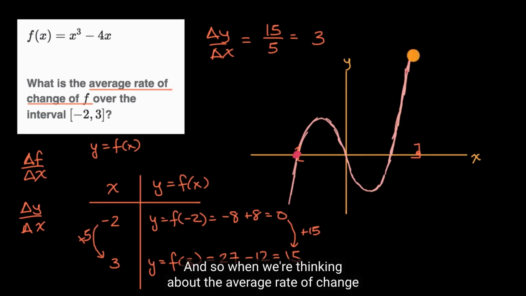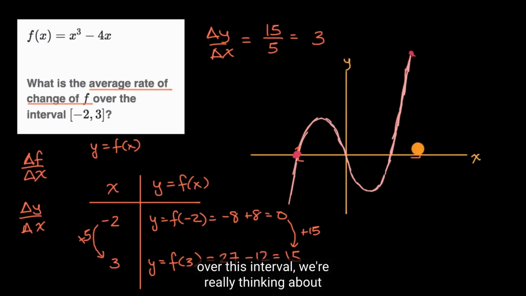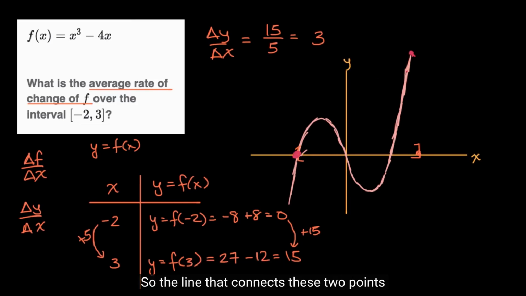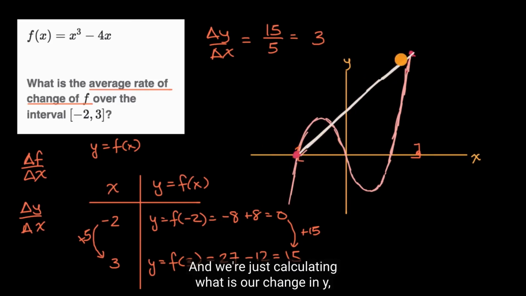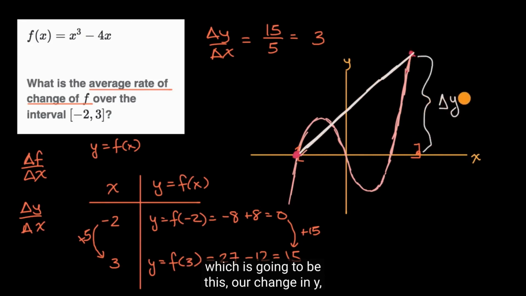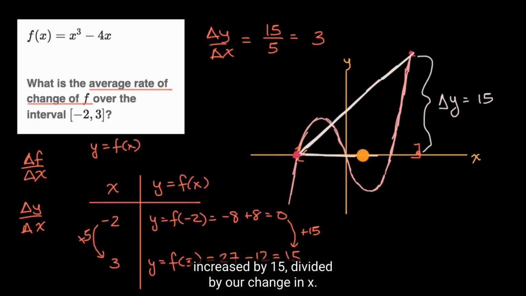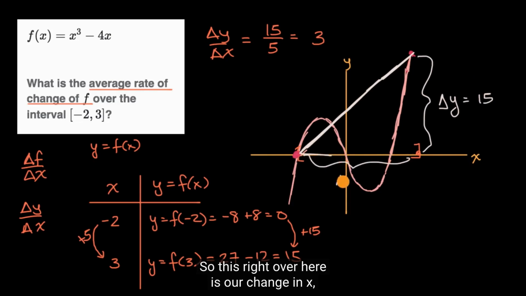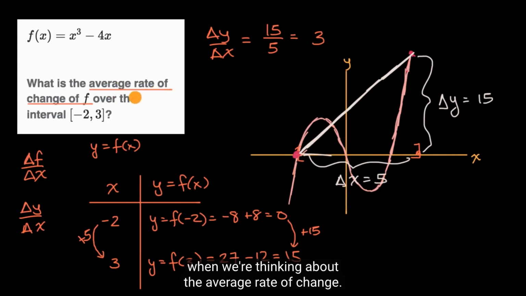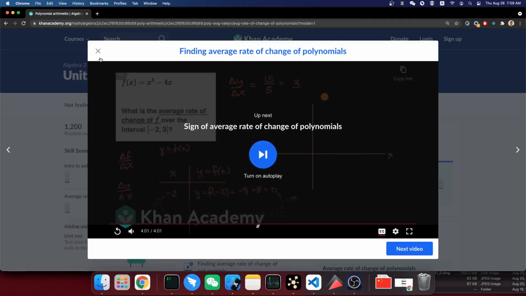And so when we're thinking about the average rate of change over this interval, we're really thinking about the slope of the line that connects these two points. So the line that connects these two points looks something like this. And we're just calculating what is our change in y, which is going to be this, our change in y. And we see that the value of our function increased by 15 divided by our change in x. So this right over here is our change in x, which we see we went from negative 2 to 3. That's going to be equal to 5. So that's all we're doing when we're thinking about the average rate of change. All right, that's a simple idea.